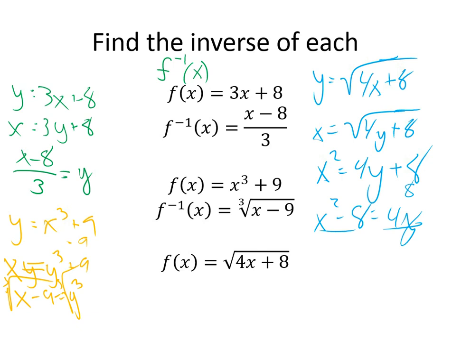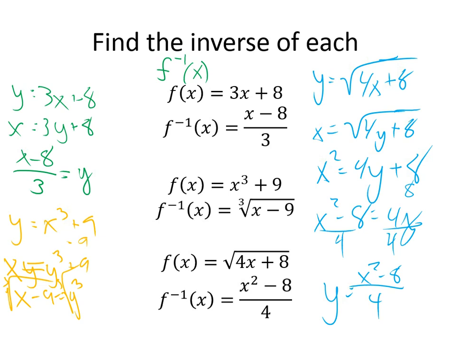Divide by 4, getting us our y is equal to (x squared minus 8) all over 4. And that is our last one. So see, finding your inverse functions is pretty simple, pretty straightforward. All you have to do is switch the x and y and then solve for the y again.